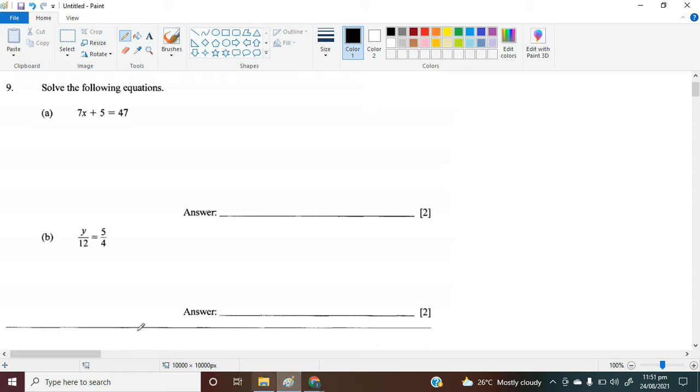Let's consider question number 9. Question number 9 states the following: Solve the following equations. Notice that they have given us two equations. For 9a, we have an equation, and for 9b, we also have an equation.